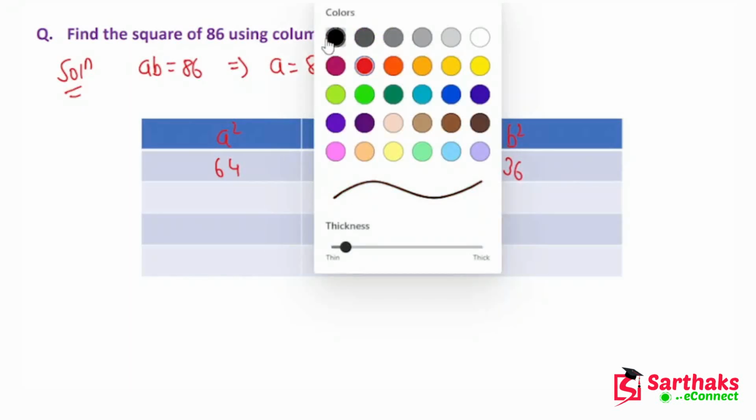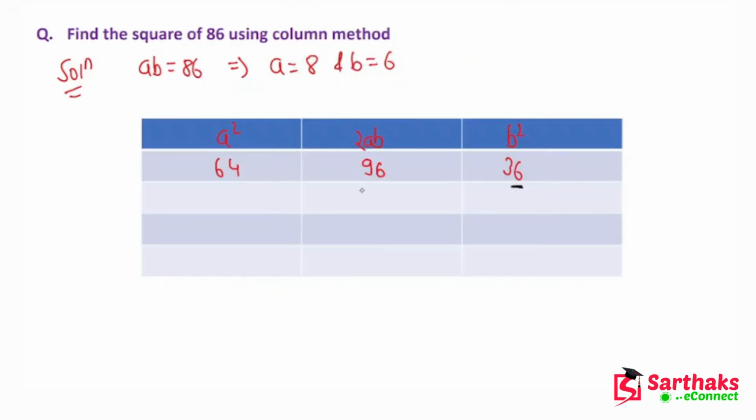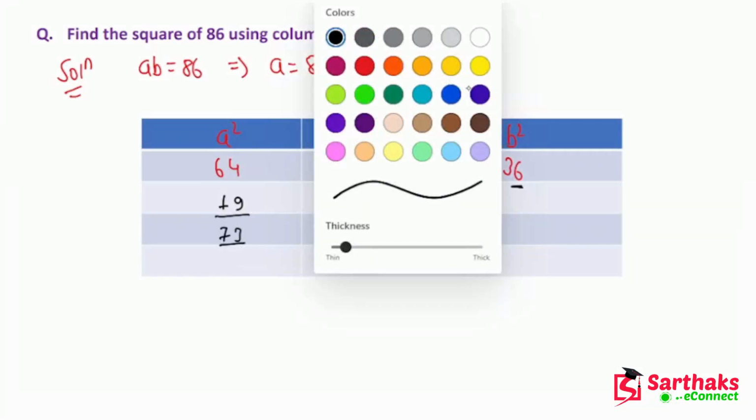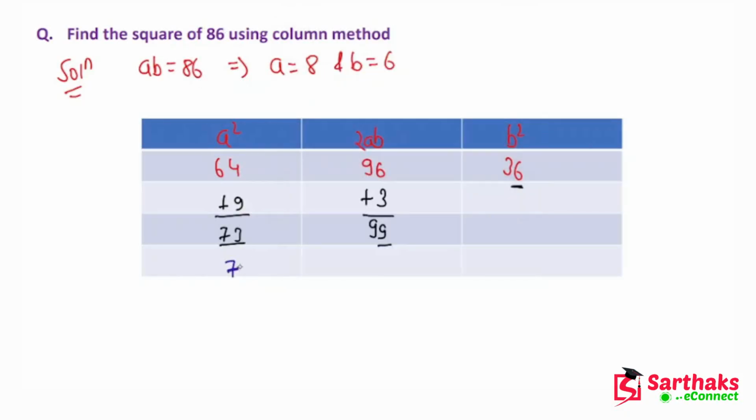Right, okay, so let us underline the unit digit here, add the tens digit here, so we will get 99. Then we underline the unit digit here, then we'll add 9 here, so we will get actually 73. Underline them, then write all the underlined numbers below in the last column. So it will be 7, 3, here it will be 9, here it will be 6. Okay, so you can very well see that 86 square is nothing but 7396. Okay, so it was that easy to apply column method. So this was all about column method.